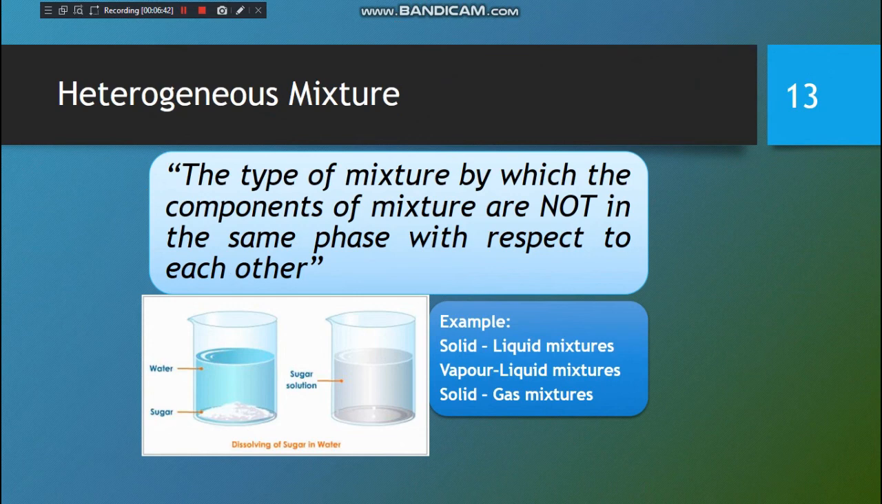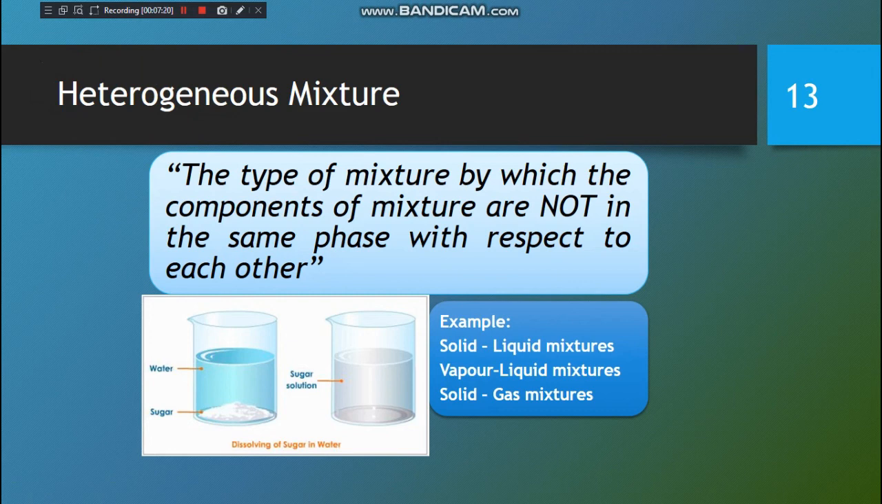The next mixture is the heterogeneous mixture, which is defined as the type of mixture in which the components of the mixture are not in the same phase with respect to each other. For example, solid-liquid mixture, vapor-liquid mixture, and solid-vapor mixture. So hetero means different or not the same. For that matter, a heterogeneous mixture can be defined as the type of mixture whose components are not in the same phase with respect to each other.